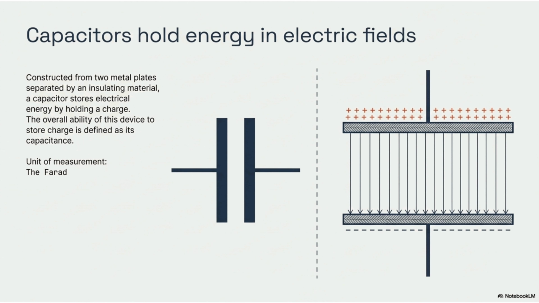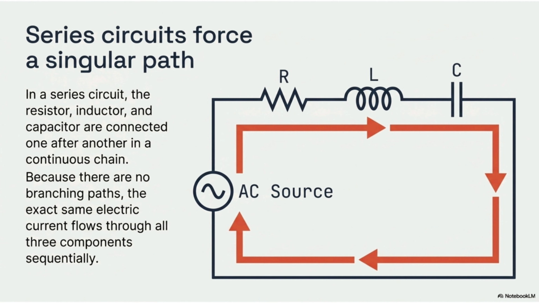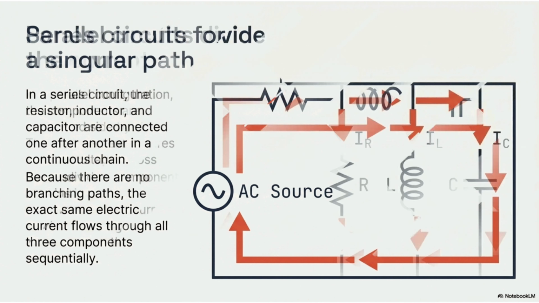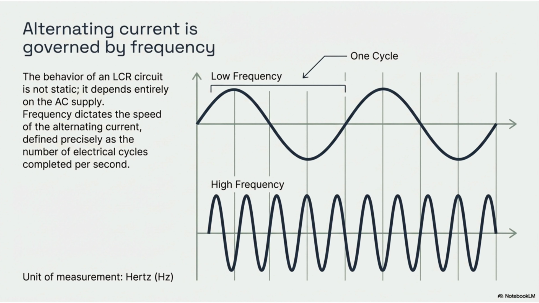In the experiment, these three components are connected to form an LCR circuit which can be arranged either in series or parallel. In series circuit, the resistor, inductor and capacitor are connected one after another. So the same current flows through all the components. In parallel circuit, the components are connected side by side, so the voltage across each component is the same, while the current divides into different branches. Another important concept in this experiment is frequency. Frequency is defined as the number of cycles per second of an alternating current and it is measured in hertz.